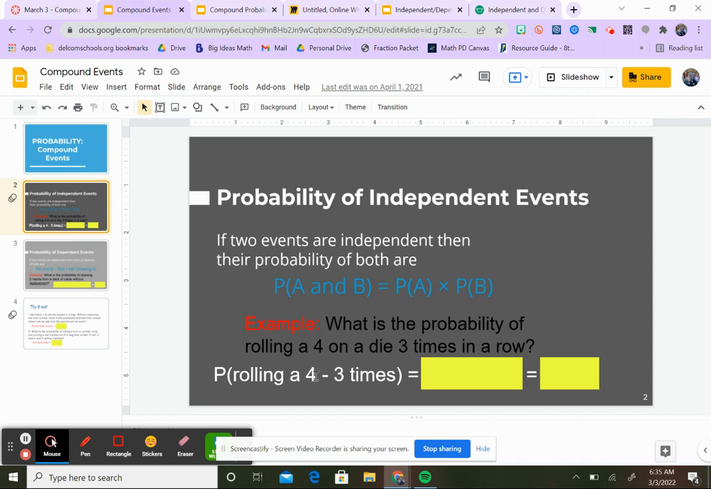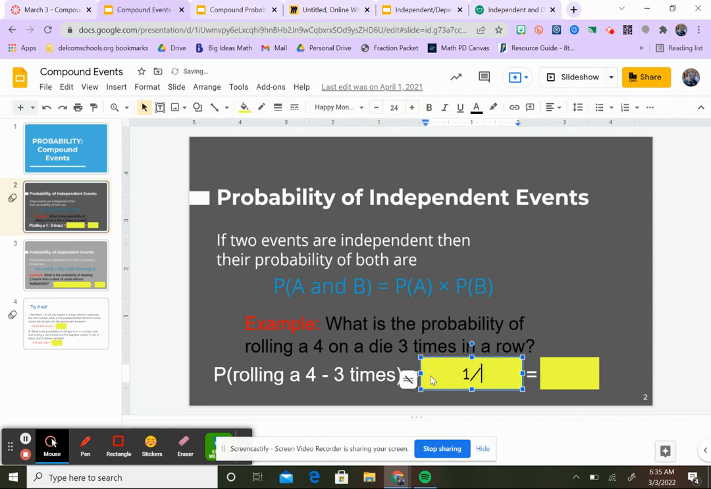So the probability of rolling a 4 the first time is 1 out of 6. Then I want to roll it again. The first try has nothing to do with the second try, so it's 1 out of 6 again. And like I just said, 1 out of 6 a third time. And what you'll do for these, you guys can use a calculator, is multiply straight across.